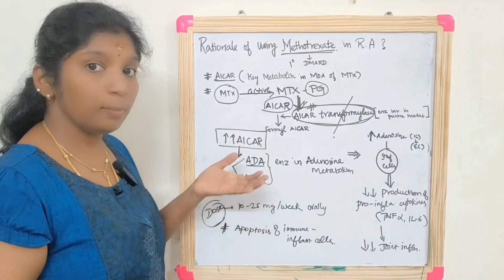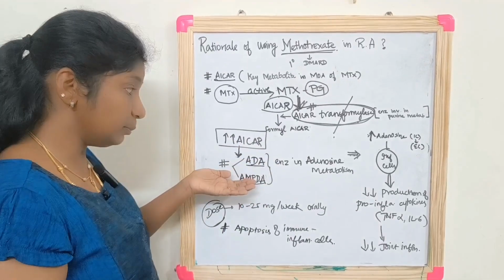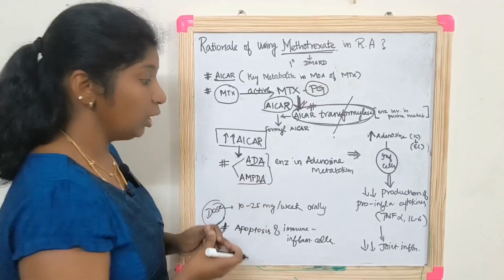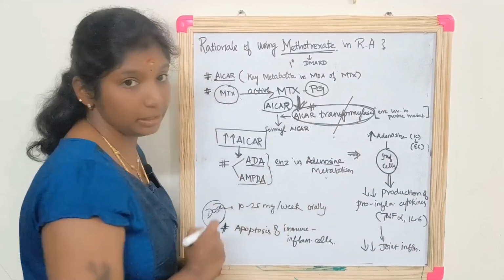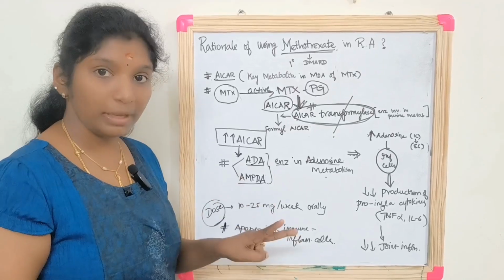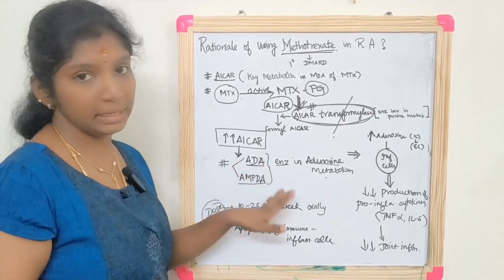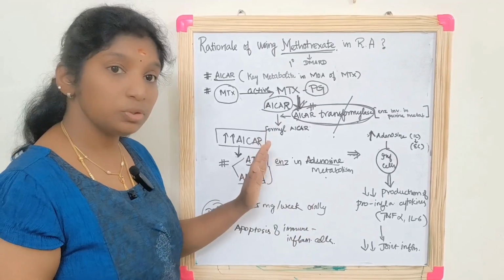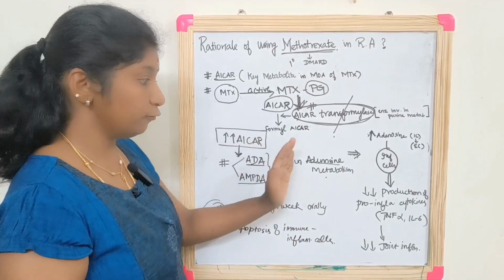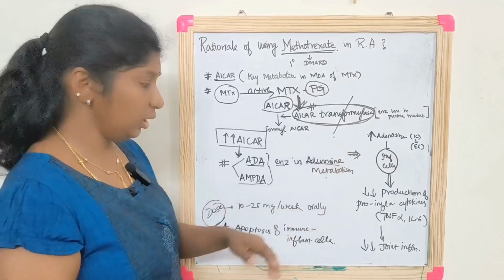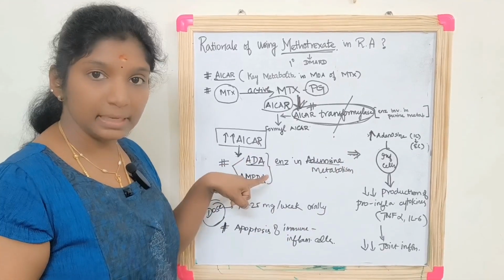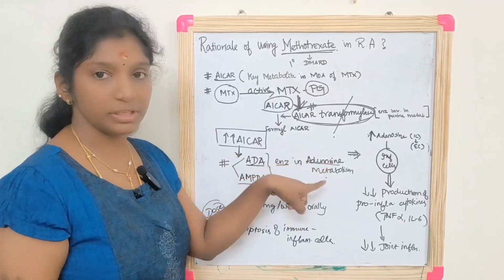When there is more AICAR, it inhibits two important enzymes which are involved in adenosine metabolism, and those two enzymes are ADA, that is adenosine deaminase, and AMP deaminase. These are the two important enzymes which are responsible for adenosine metabolism.